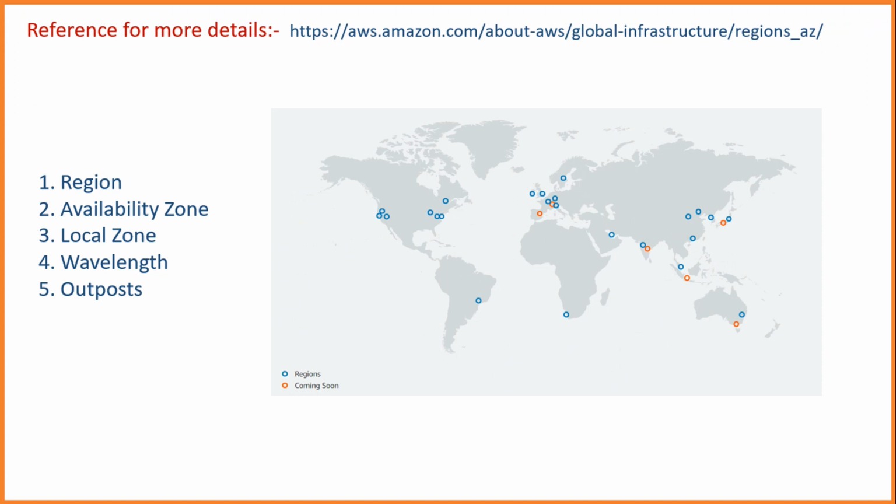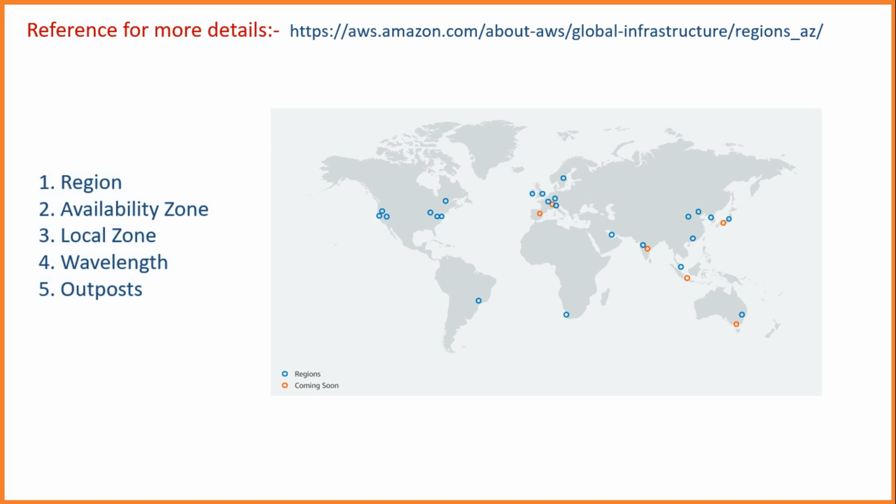AWS created hundreds of data centers across the globe. And within each data center, they installed hundreds of physical servers, storage servers, network devices, power management and backup systems, cooling systems, physical security, and many other things. These hundreds of data centers are grouped and classified using the following terminologies. These 5 terms are crucial for anyone who wants to understand how AWS data centers are spread worldwide.